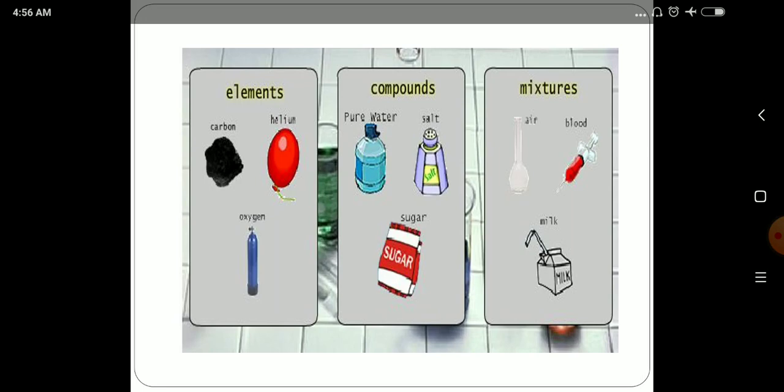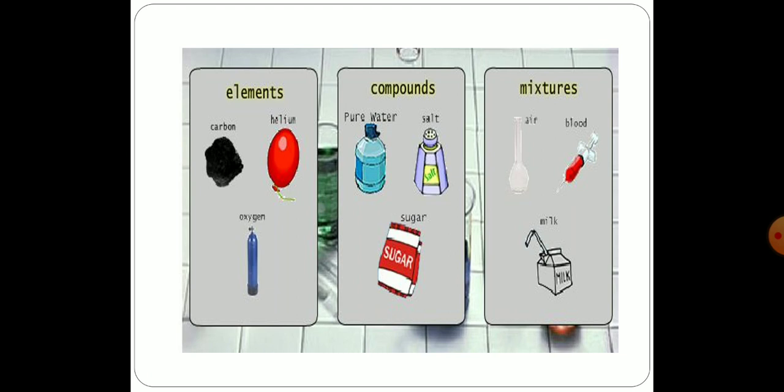First one, look at the picture. You have elements, then you have the compounds, and you have the mixtures. First one, what is this? Elements: carbon, helium, oxygen. Then we have the compounds. What are the compounds here? Pure water, salt, sugar. And then we have the mixture. What is a mixture? Air, blood, milk. All these are examples of mixtures.